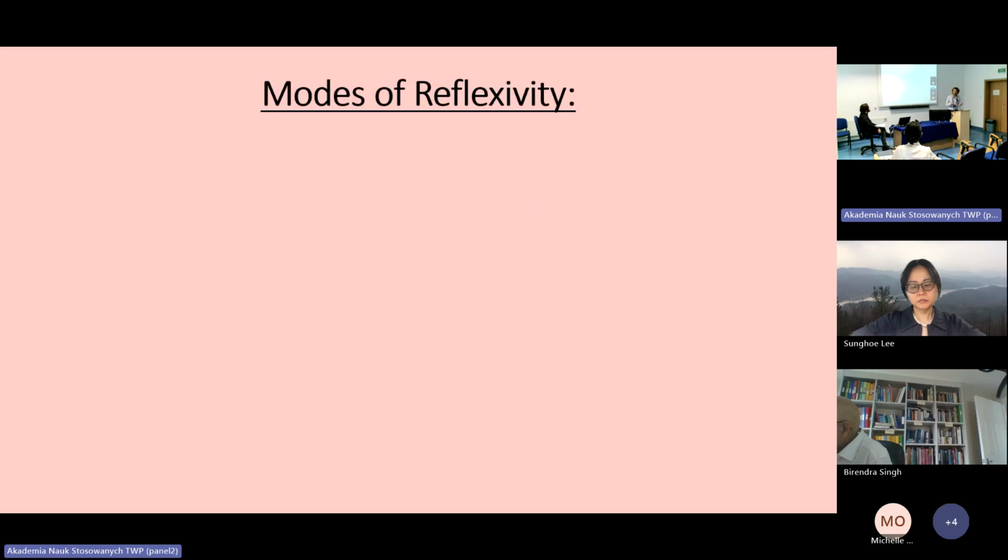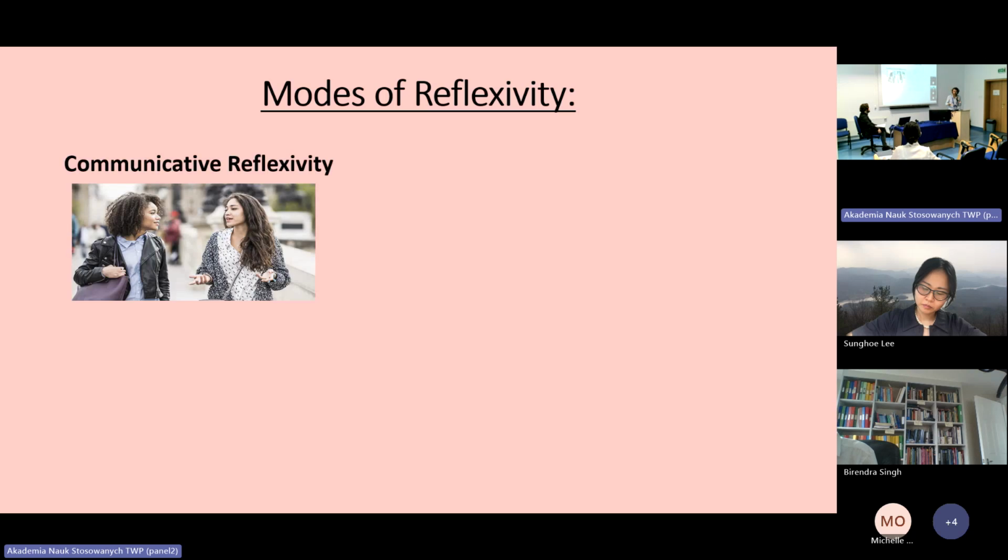Now, originally, I know that the presentation earlier looked at additional forms of reflexivity, but initially and originally, Archer identified 4 different modes of reflexivity. Now there may be more, but these were the ones that Archer identified originally and the ones that I've focused on. First of which is communicative reflexivity.